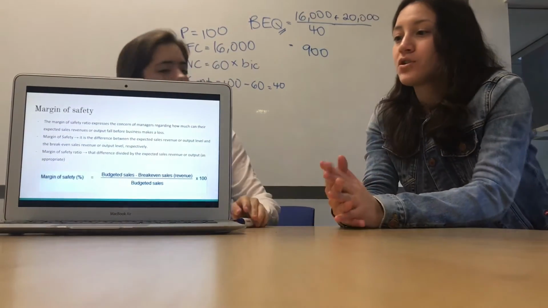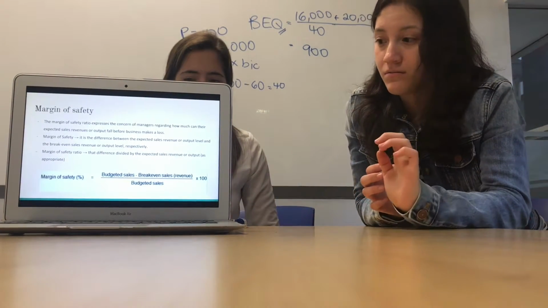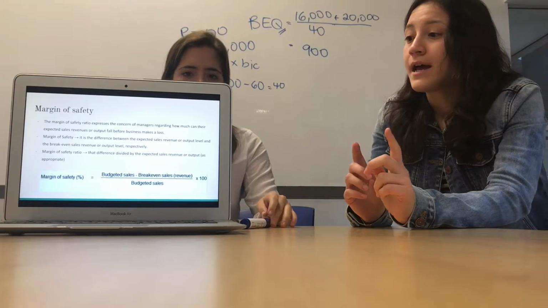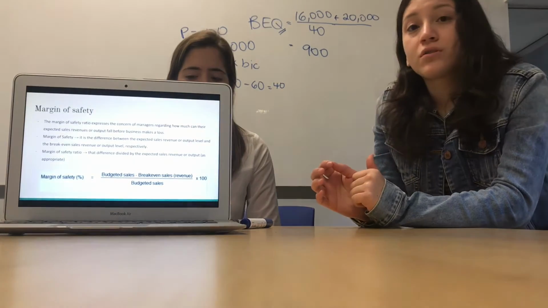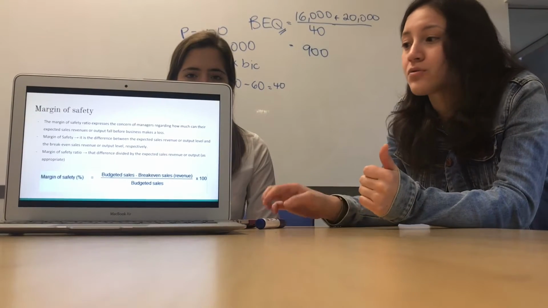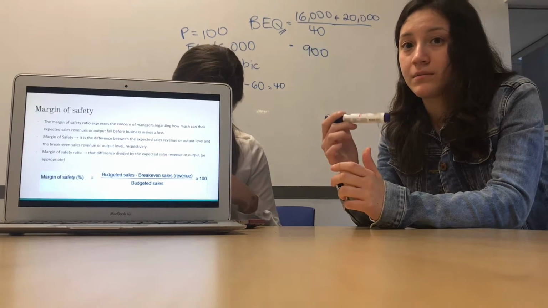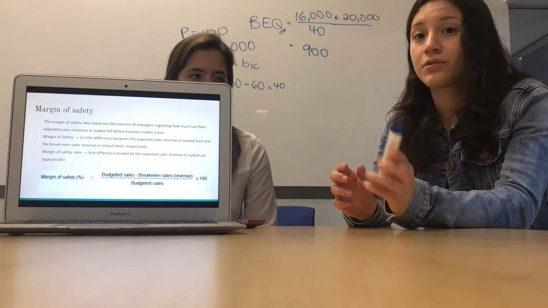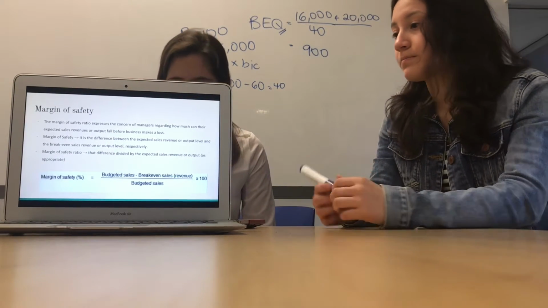Now we're going to talk a bit about the margin of safety. There are two concepts involved here. The first one is the margin of safety, just as that, which is the difference between the expected sales revenue or output level and the break-even sales revenue or output level, respectively. And then the margin of safety ratio expresses a concern of managers regarding how much can their expected sales revenue or output fall before the business starts to make a loss. But that, represented mathematically, equals the budgeted sales minus the break-even sales or revenues over the budgeted sales. Obviously in percentage, so it's multiplied by 100.